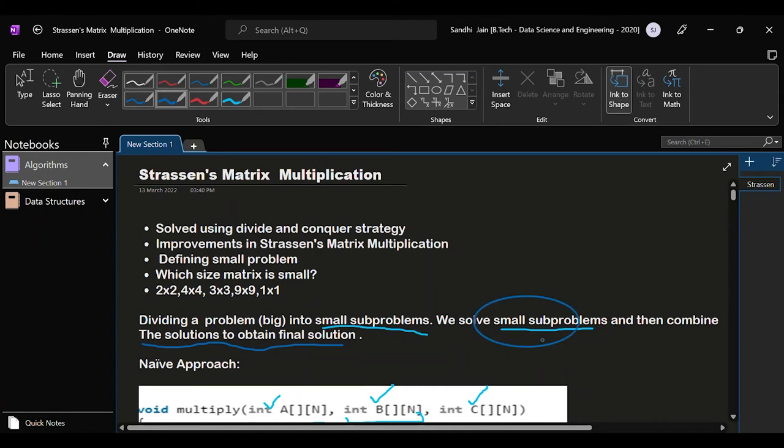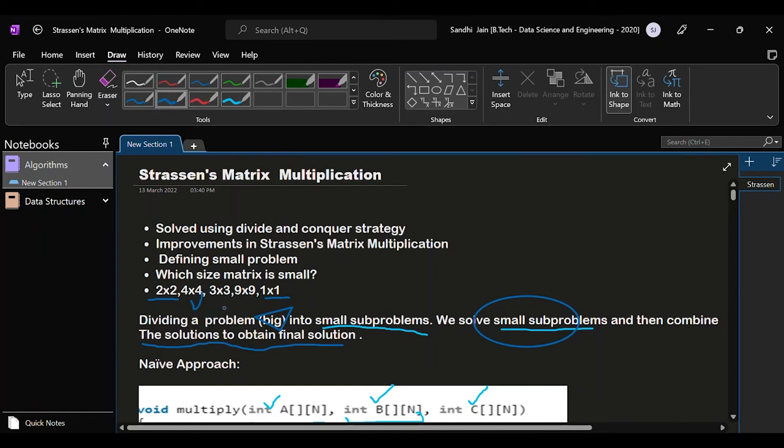So now what is a big problem in your consideration? What can be a big problem? So a big problem is not a 2 cross 2 multiplication matrix. It is really easy. You can do it very easily. 1 cross 1 is also pretty easy. But 4 cross 4 multiplication is really difficult.